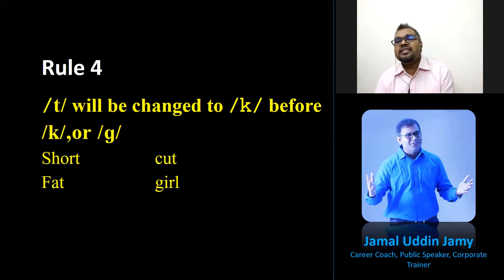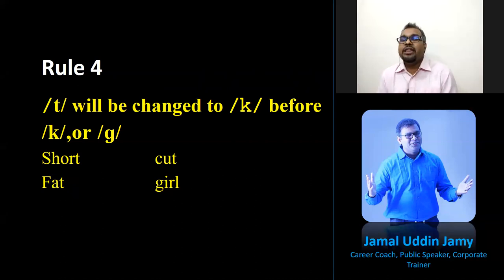Even you will find some people in the UK, especially from Cockney areas, I mean Scottish people, they pronounce more like shortcut, fat girl. T is elided completely. Fat girl, at the rate of, shortcut, fat girl.